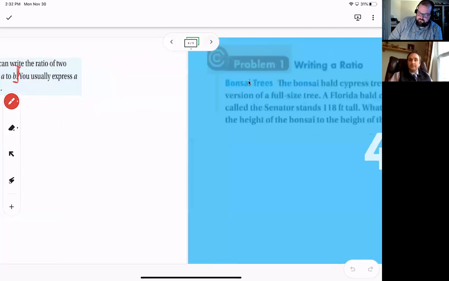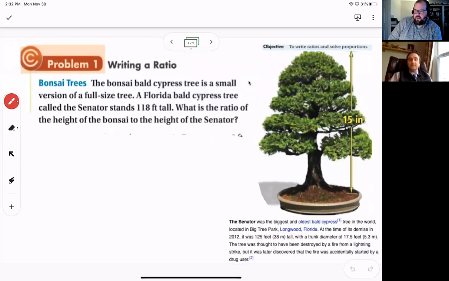So actually, let's talk about that here. In this problem, we're talking about a bonsai tree and the full-size counterpart, with inaccurate information, where we have a bald cypress, which is a type of cypress tree that, according to this problem, was 118 feet tall. And the bonsai version of this is only 15 inches tall.